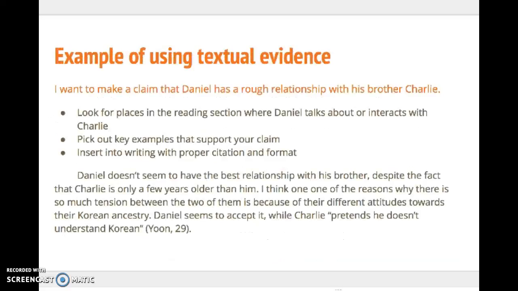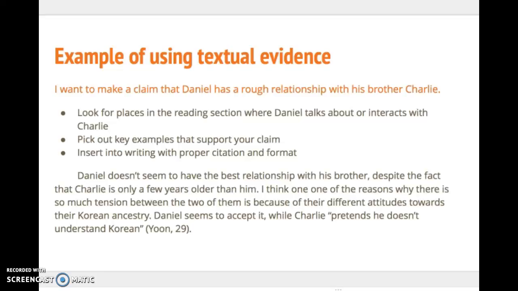So I looked for places in the reading section where Daniel talks or interacts with his brother Charlie. And then I picked out some key examples that can support or develop my claim more. And I found that on page 29 when Daniel is talking to his mother and Charlie walks in. So I began to write what I wanted to say. So I went something like this.